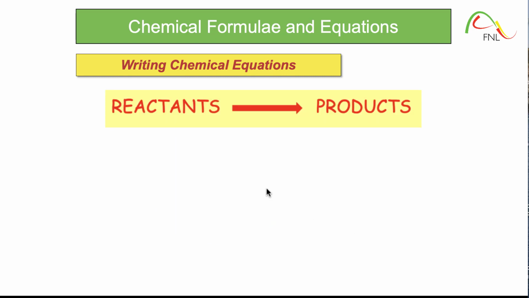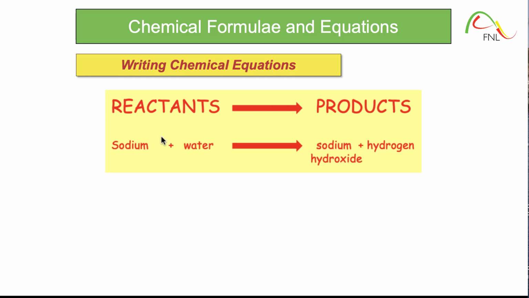In any chemical equation, on the left-hand side, you've always got the reactants. On the right-hand side, we've got what we call the products. Let's look at an example. Here we've got sodium plus water. They react together to form sodium hydroxide plus hydrogen.